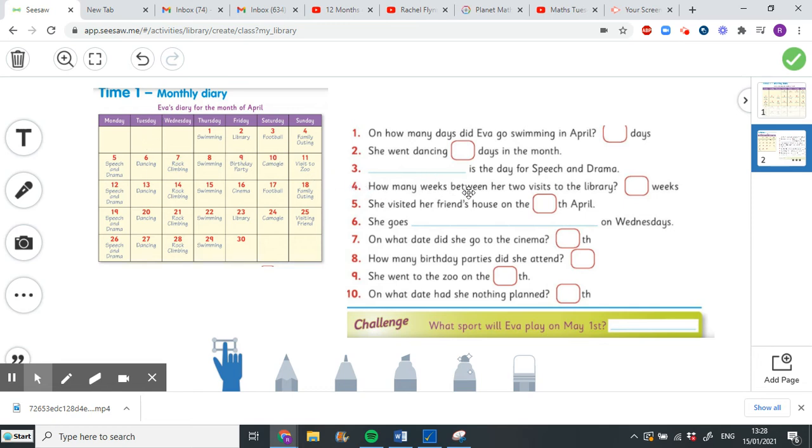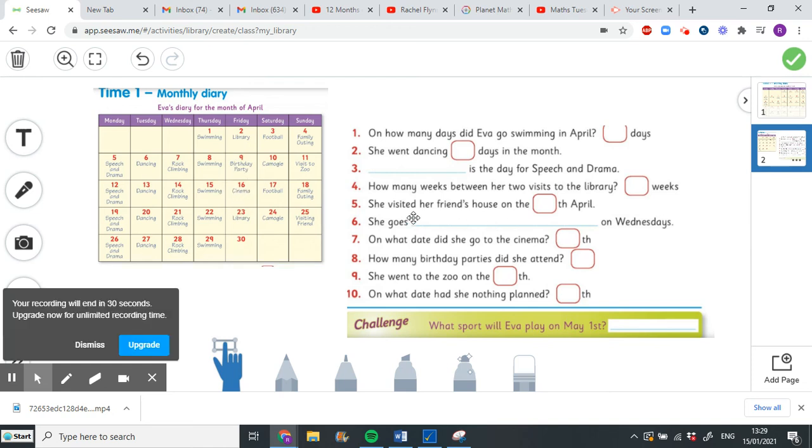Question 4, how many weeks between her 2 visits to the library? Oh, so how many weeks were there? So if I look here, she went to the library on Friday the 2nd. Then she didn't go again until the 23rd. So I'm going to count up. That's 1, 2, 3, 4, 5, 6, 7. That's 1 week that she didn't go. 1, 2, 3, 4, 5, 6, 7. That's 2 weeks. So 1, 2, 3, 4, 5, 6, 7. It's actually 3 weeks because there's 3 sevens I can count in there. So it's 3 weeks since she went to the library.